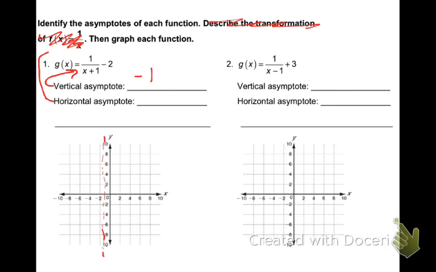Horizontal asymptote comes from what I'm adding or subtracting. So I get a horizontal asymptote at what value here, Garrett? I'm adding or subtracting. What is that value right there? So my horizontal asymptote is at -2. Good work, sir. So I have a horizontal asymptote right there. And now I'm going to sketch my hyperbola, and I get something that looks like that.